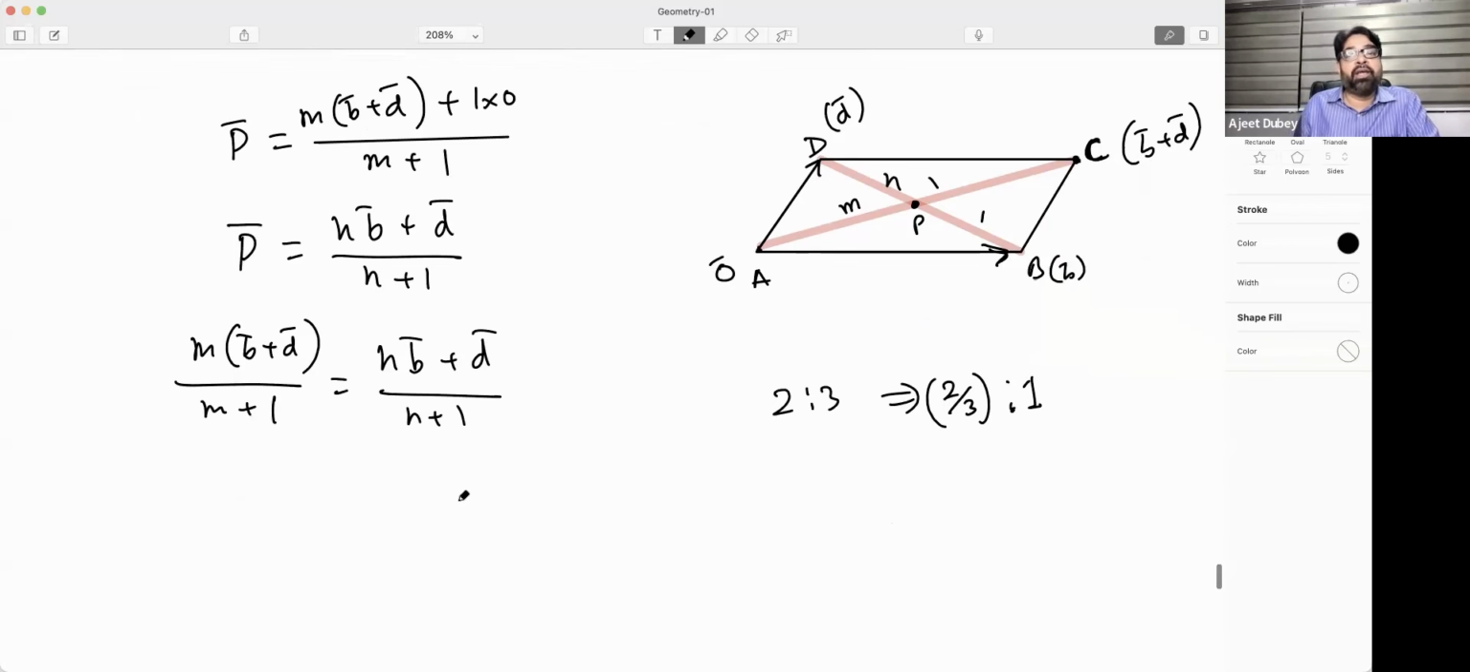Now, the real beauty of vectors: vectors say you can compare coefficients. What is the B coefficient here? Everybody. Left side B coefficient: m by m plus 1. Right side: n by n plus 1. Please turn off your mic.